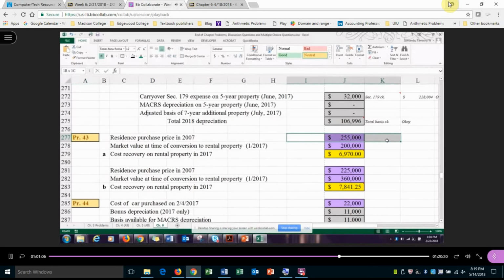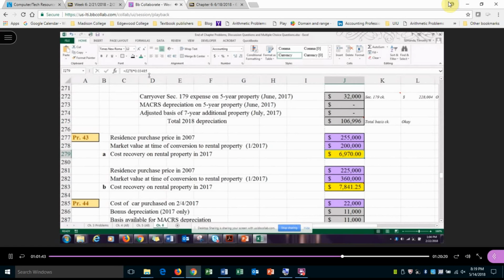I changed the amounts for my purposes. It was $250 in the text. I changed it to $255, just again to give you an opportunity to do the problems yourself using the data in the text. Market value at time of conversion was, I used $200,000, so I changed that to $200,000. So what is the cost recovery? In this case, we're going to take the lower of the two, the 200,000, and multiply by 0.03485. So here's how I got this.